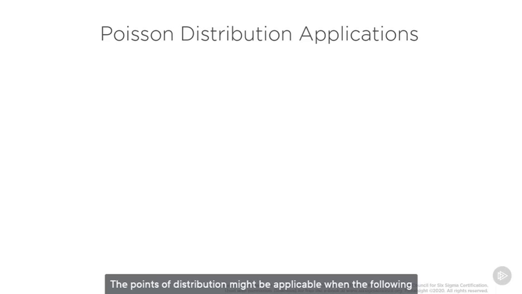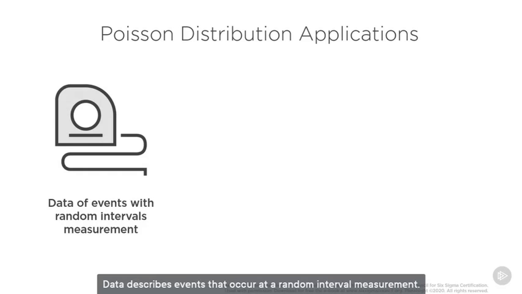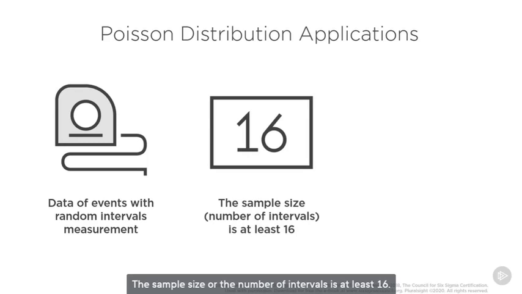The Poisson distribution might be applicable when the following statements can be used to describe your data. Data describes events that occur at a random interval measurement. The word per is usually involved. The sample size, or the number of intervals, is at least 16. If you're measuring, for example, per hour, you have at least 16 hours worth of data. If you're measuring per foot, you must have at least 16 feet of data.